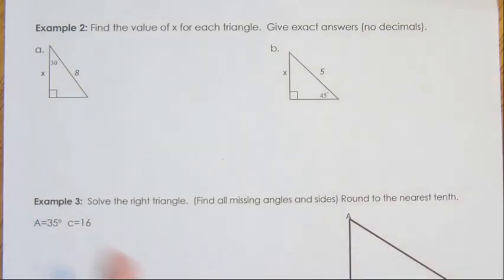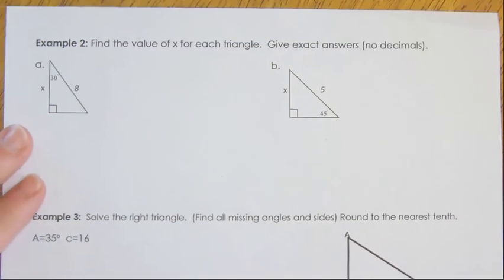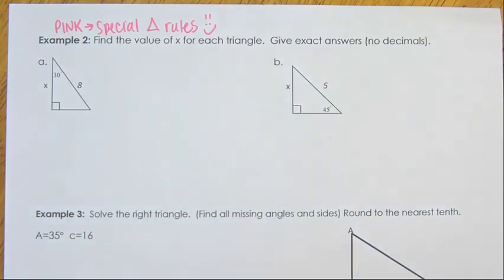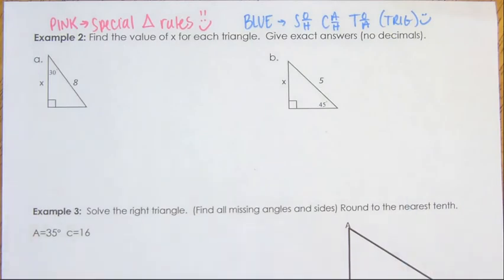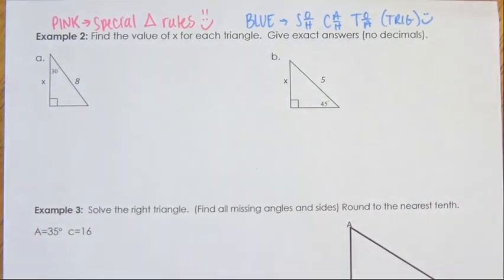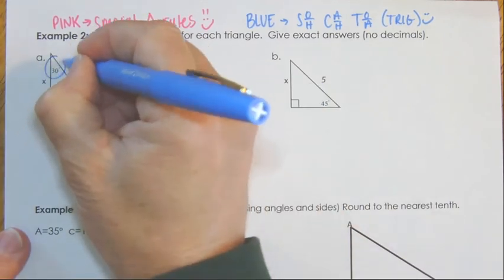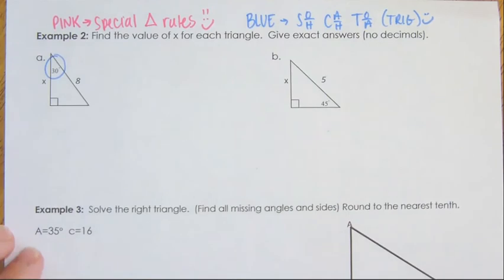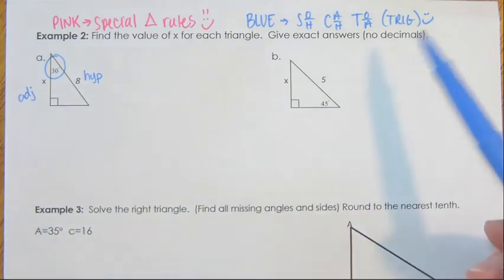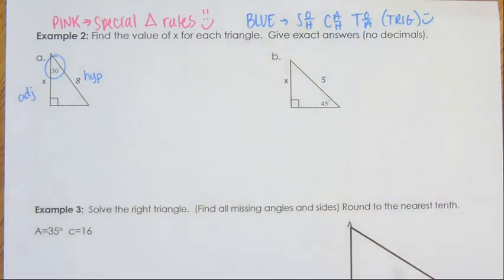All right, so I'm going to show you 2 different methods for this. In the pink, I'm going to do the special right triangles rule. And in blue, I'm going to just do SOHCAHTOA or trig. So you can do these either way. I'm going to start with the trig, the SOHCAHTOA, and what I'm going to look at is that I have a 30-degree angle here. That's the angle that they want us to refer to. 8 is my hypotenuse, and x is the adjacent side. Since I'm using adjacent and hypotenuse, I'm going to use cosine because that uses adjacent and hypotenuse.